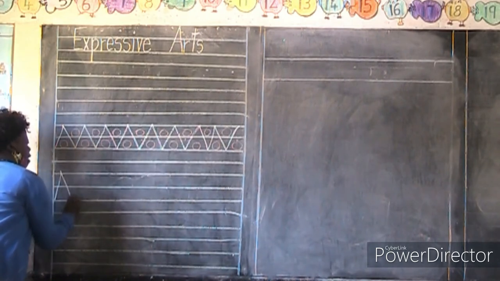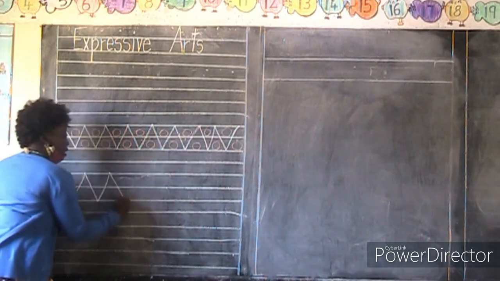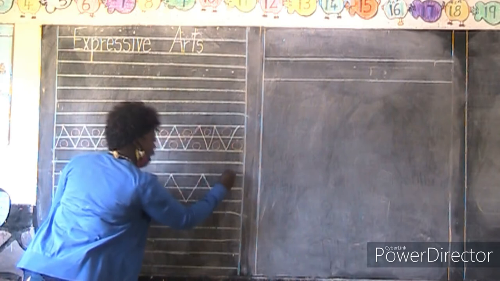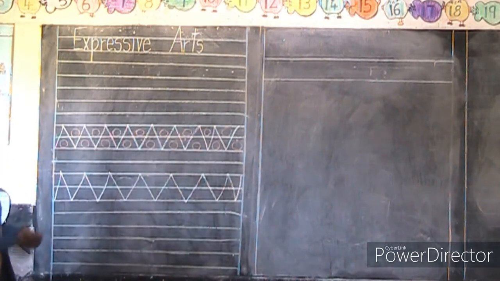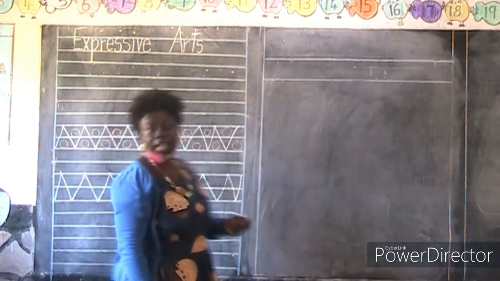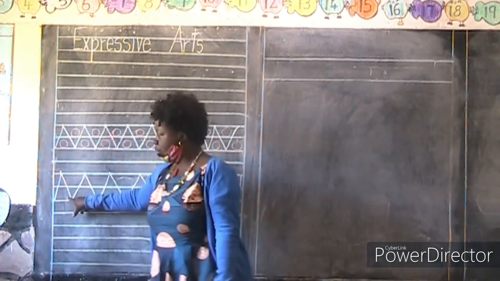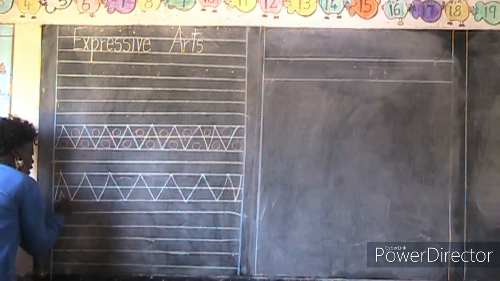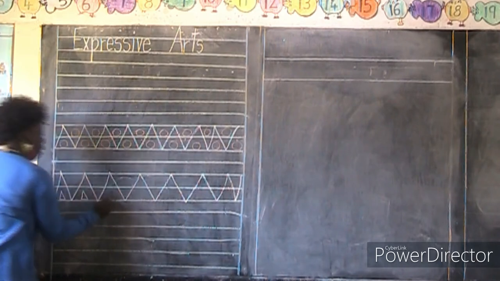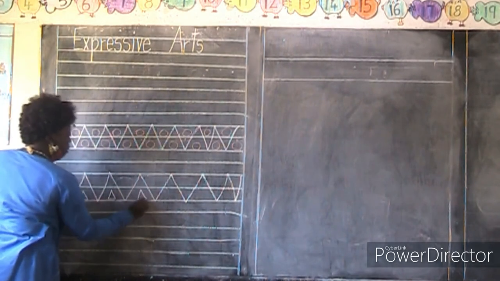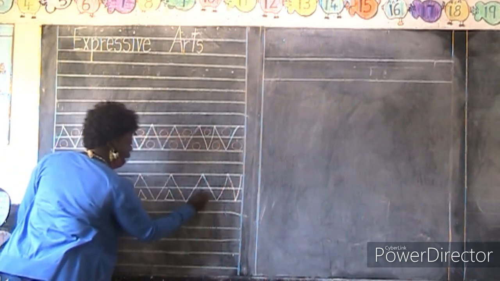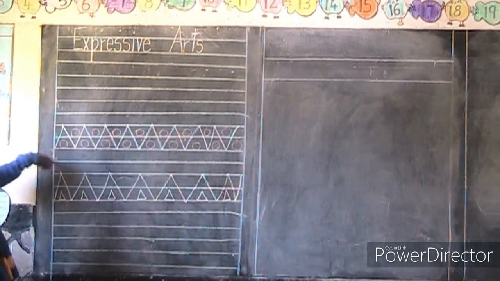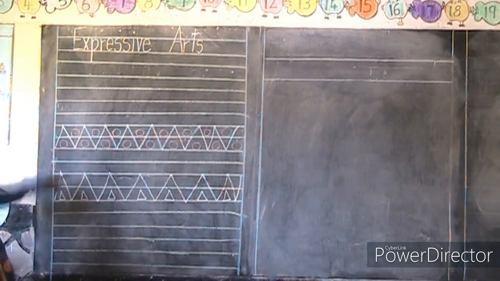Up, down, up, down. So I'll draw a triangle in line number two, in pattern number two. I'll use color white to draw my triangle. Up, down, slip. Up, down, slip. A triangle in line number one will be attached to the line.